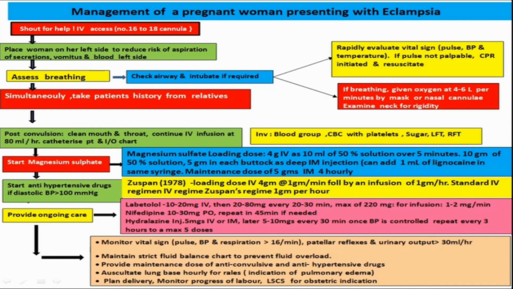You can go for infusion, repeat in 45 minutes if needed. Hydrogen you can add it. Monitor vital signs, maintain strict fluid intake and output charting, maintain anticonvulsant and antibiotic drugs, provide a maintenance dose. Plan delivery once progressive labor is established; caesarean section for obstetric indication only.